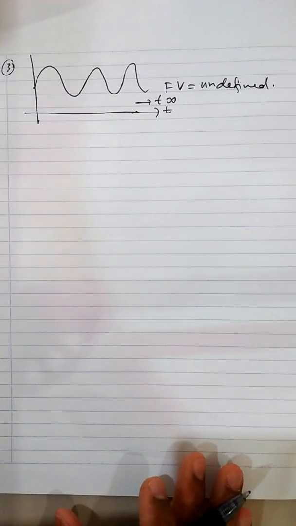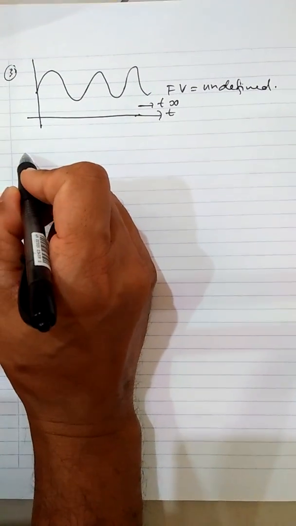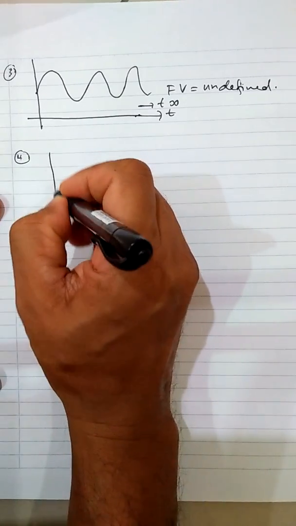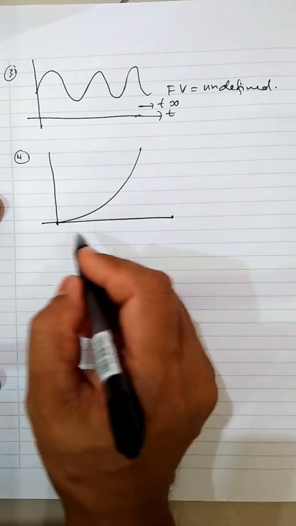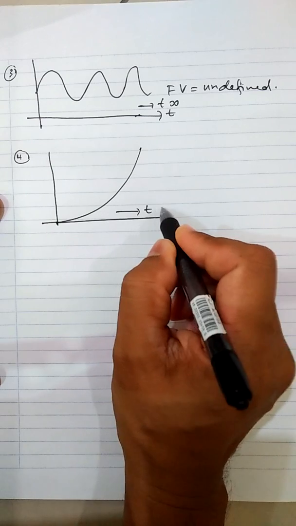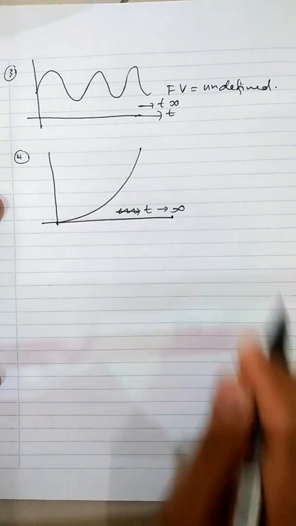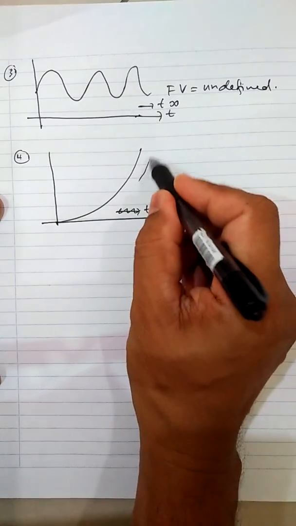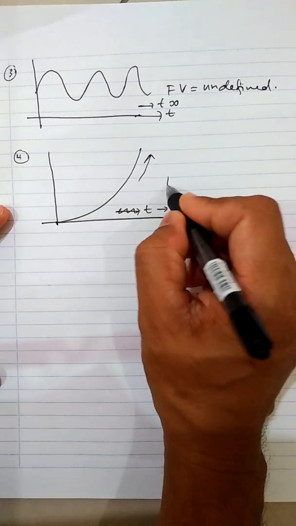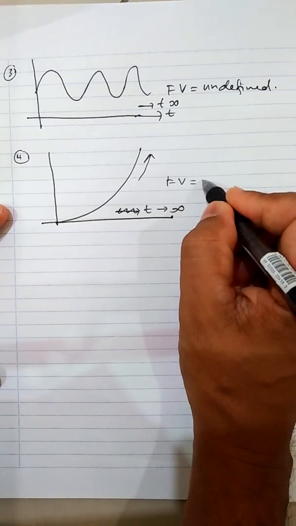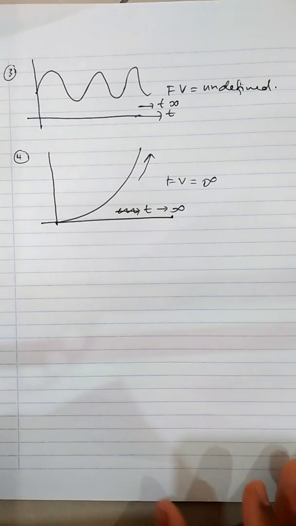Okay, the fourth one. In this graph, when time approaching infinity, the output is also approaching infinity. So we can say that the final value of the output is infinity.